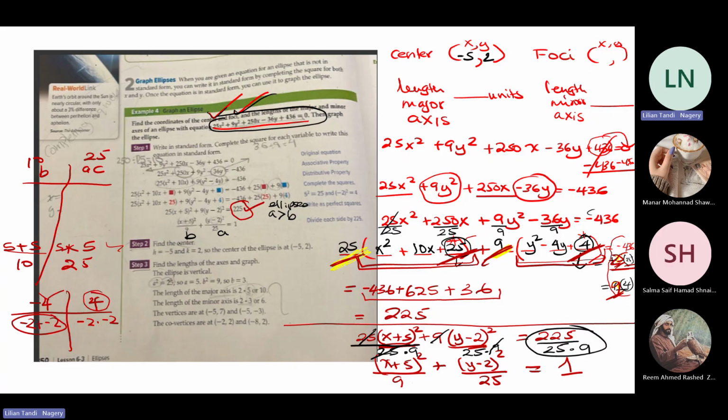Reem, now listen. 5 plus 3 is the same as 3 plus 5, you agree? So now this is what Manar is saying. You look down here at the denominators. The bigger one will always be A, and the smaller one will always be B. Now, because B is with X, this will be vertical. And A is with Y. Did you understand?